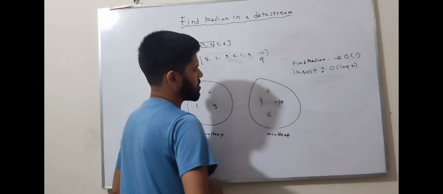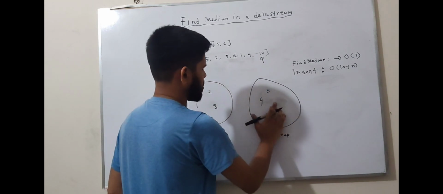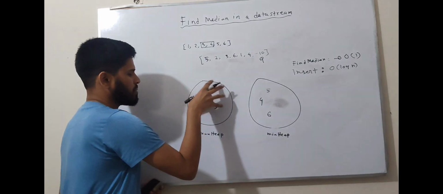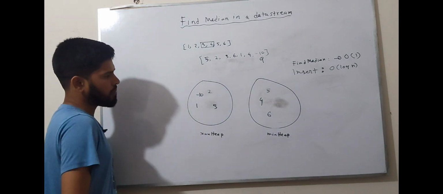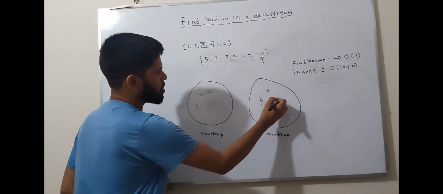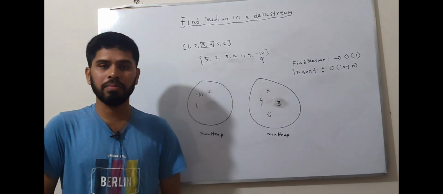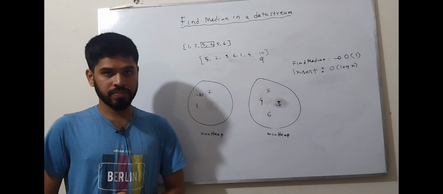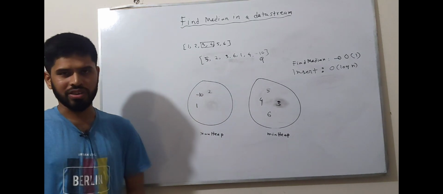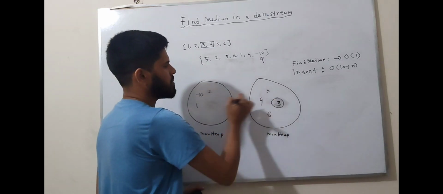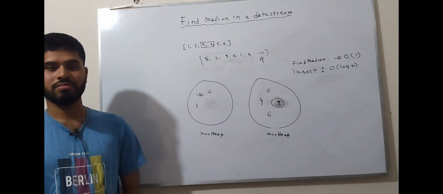Let's insert here. Let's remove the min. Min is minus 10. Let's put it back here. We see size of min heap is less than max heap. What are we going to do now? We're going to remove the max and we're going to put it back here. Now tell me the median. Can you tell me the median from this stream? That is obvious. It is not difficult. Which is 3, the minimum from the right.